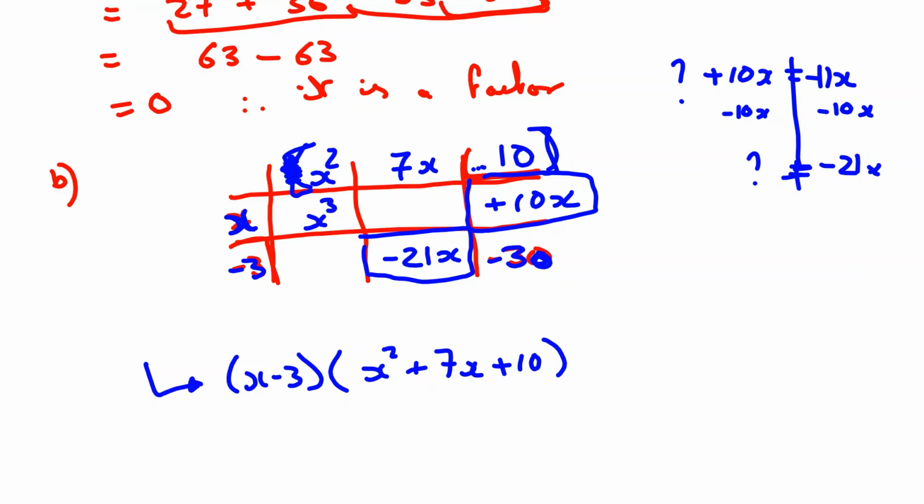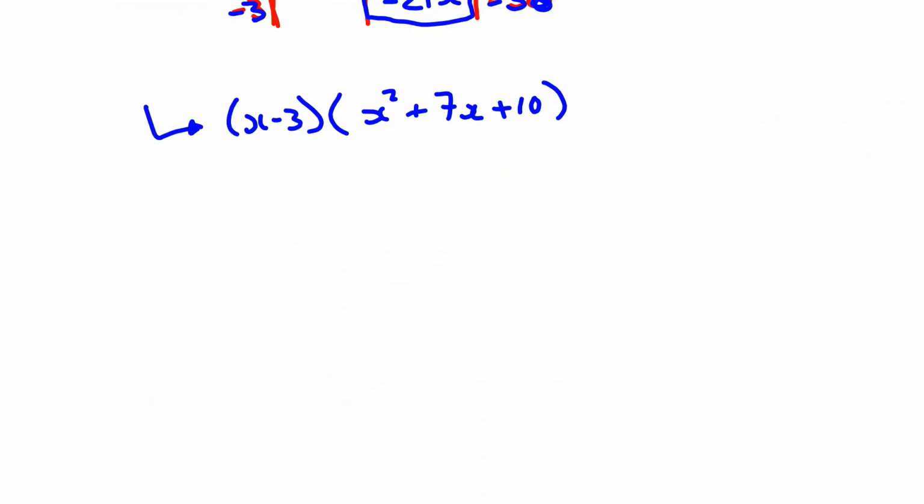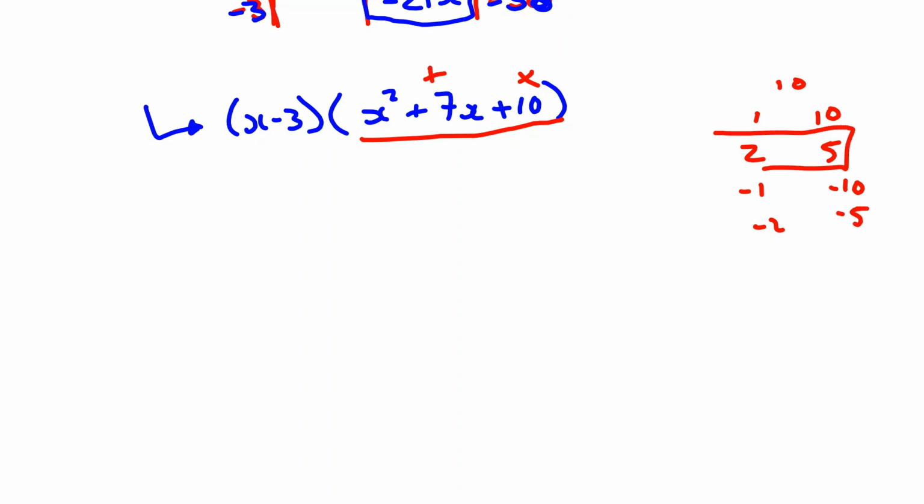So we started to factorize it there, but we need to factorize this quadratic here. What do I times together to give me 10? Then add together to give me positive 7. It's 5 and 2. So we still got the x minus 3, but now we've got an x plus 5 and an x plus 2, and our expression has been fully factorized.